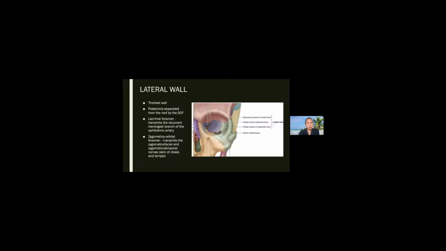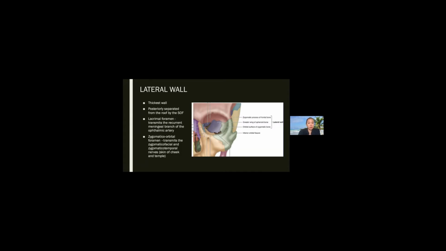And then finally, the lateral wall. So we talked about how the frontal bone contributes to the lateral wall in addition to the greater wing of the sphenoid. And the last piece more anteriorly is the zygomatic bone, the orbital surface of the zygomatic bone. So this is the thickest wall of the orbit. Posteriorly, it's separated from the roof by the superior orbital fissure. We talked about how the space between the lesser and greater wing of the sphenoid makes up that fissure.